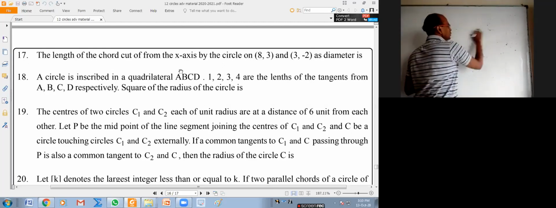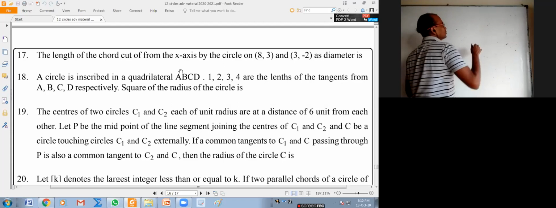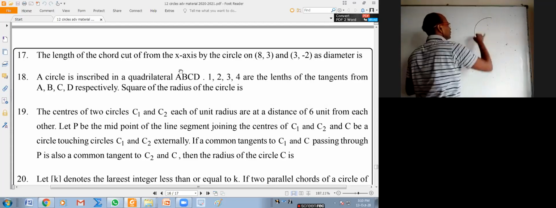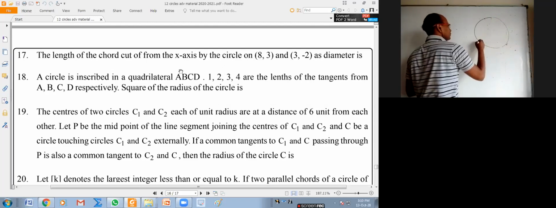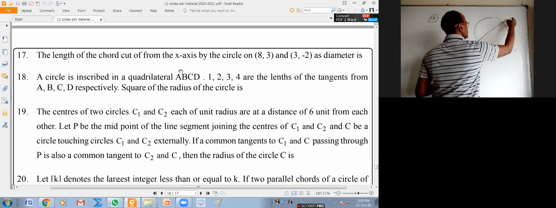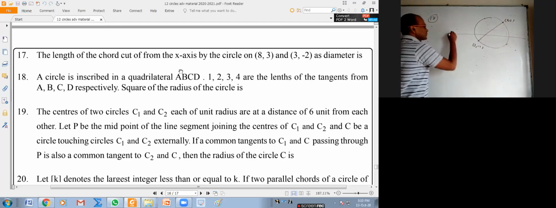Okay. So (8, 3) and (3, -2). Okay, there is a circle. The ends of diameter are, this is (8, 3). This is (3, -2). And this is the x-axis.